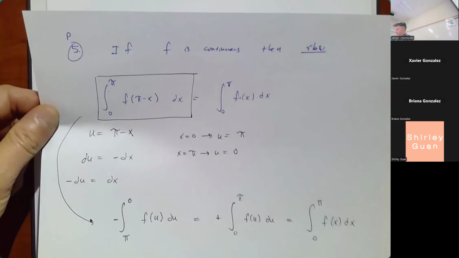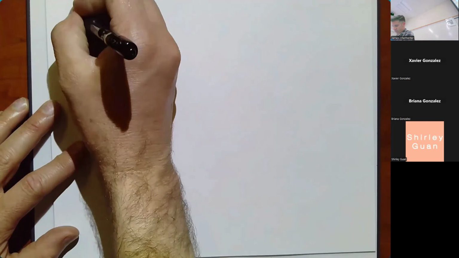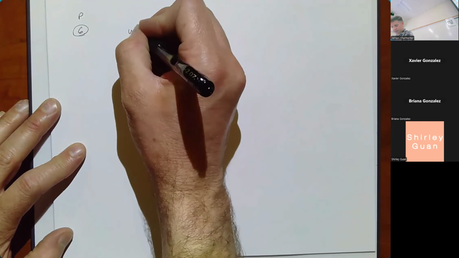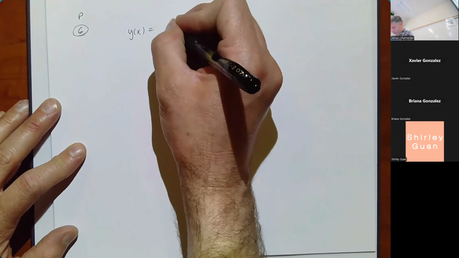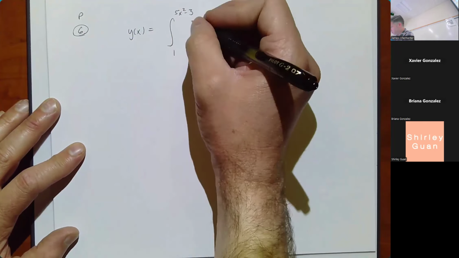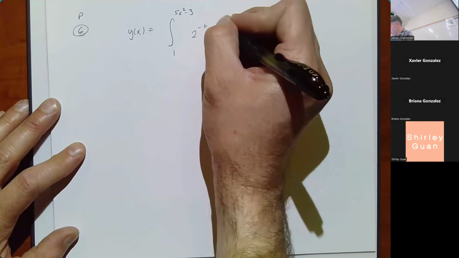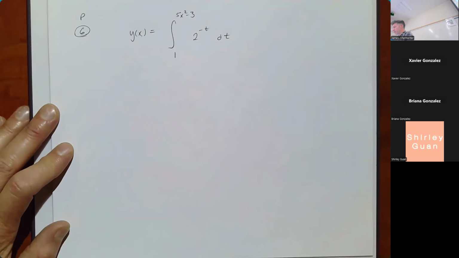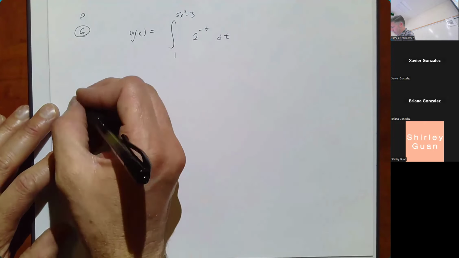Let's look at problem 6 on our test. So we're given y of x equal to the integral from 1 to 5x squared minus 3 of 2 to the negative t dt. I don't know, you can use the big integral there. And we're asked to find dy dx.